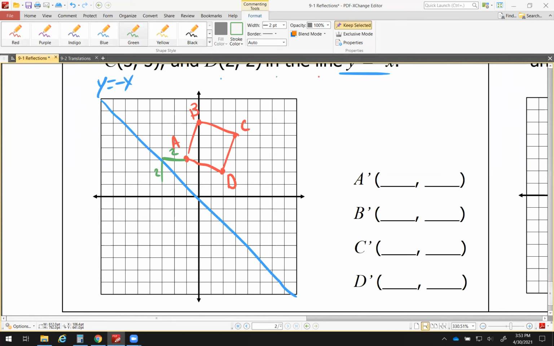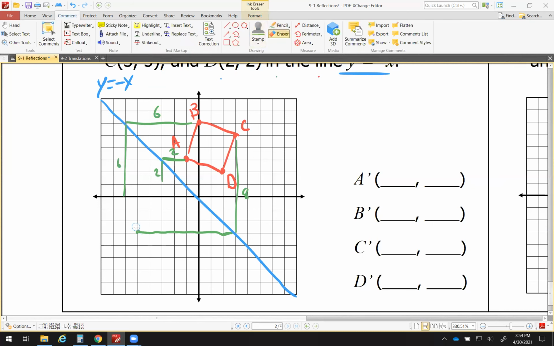B, I need to go 1, 2, 3, 4, 5, 6 units there. So I need to go 6 units down. There's 4, 5, 6. That's where B will end up. C, so now I can start going vertically. It doesn't matter which one you do, as long as you are consistently flipping it when you get to the line. So C needs to go over by 8 units. 1, 2, 3, 4, 5, 6, 7, 8. That's where C is going to be.